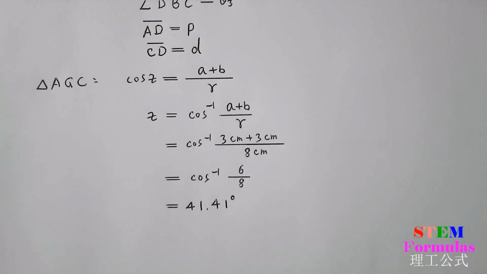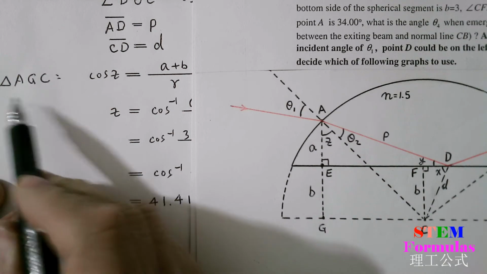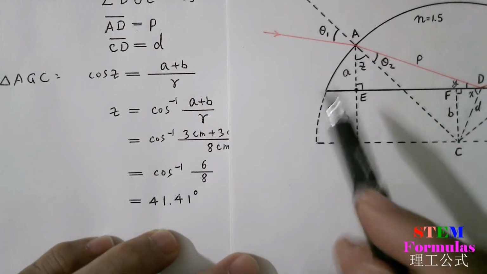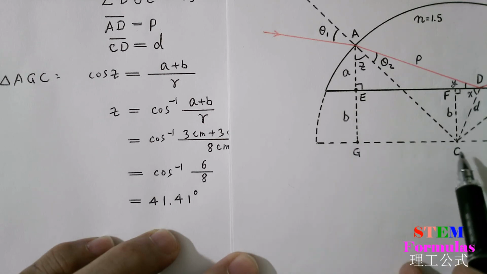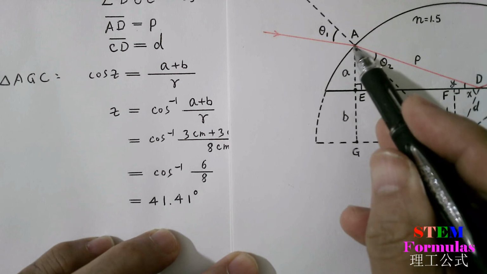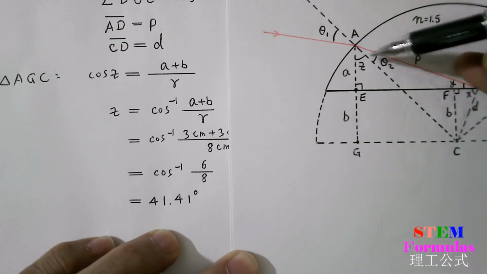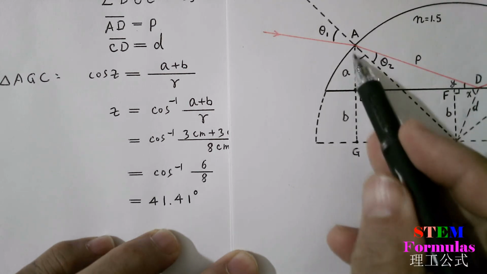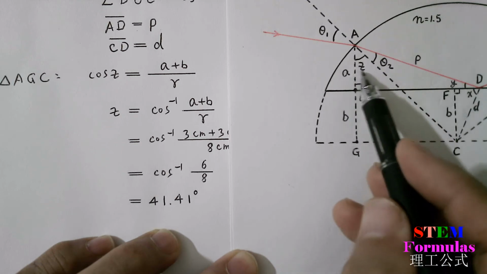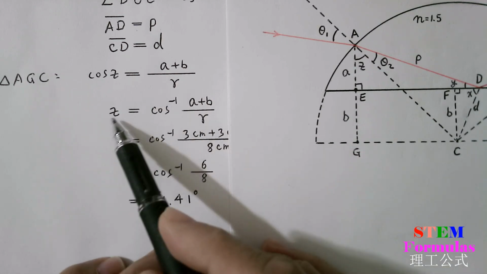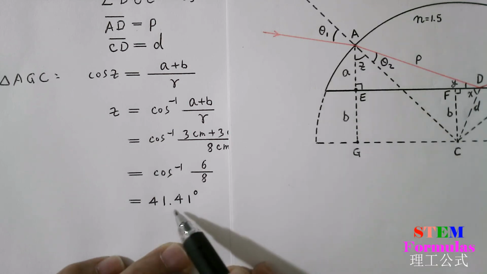So what I did is I consider triangle AGC. A plus B is AG. AG divided by AC, and AC is R, the radius. So this length AG divided by AC equals cosine Z. So cosine Z equals A plus B divided by R. Then I can find the angle Z is 41.41 degrees.